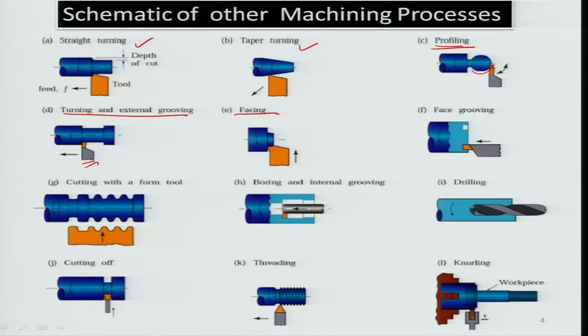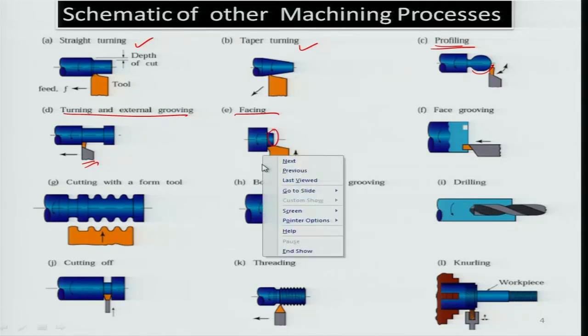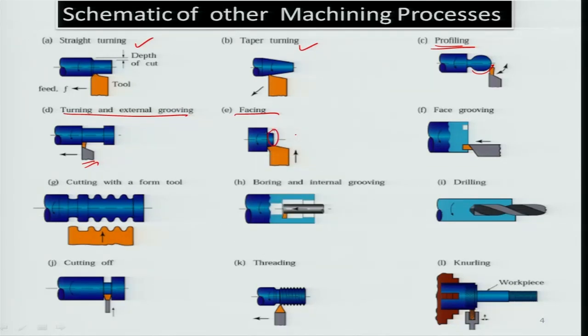You have a facing operation, where one portion of the circular workpiece is completely removed or shaved off. You have a face grooving operation, where by a different orientation of the tool, with the tool moving in a direction perpendicular to the circle of motion, you can have a small groove, as you can see in this particular example. This shows cutting with a form tool. So, you have the negative of something imprinted, of which the tool is shaped, and so you can have a shape imprinted directly by cutting it with the form tool.